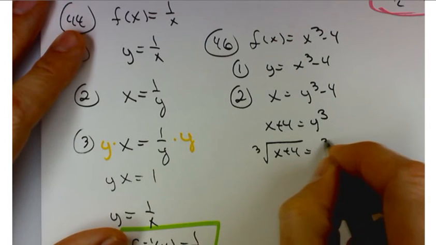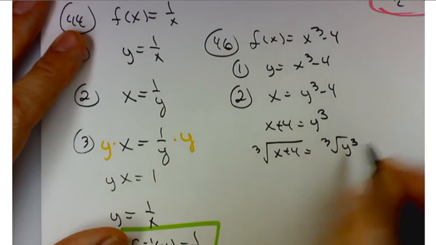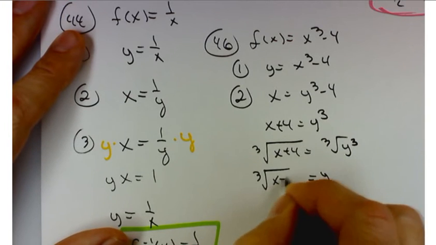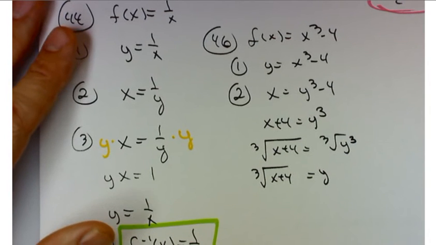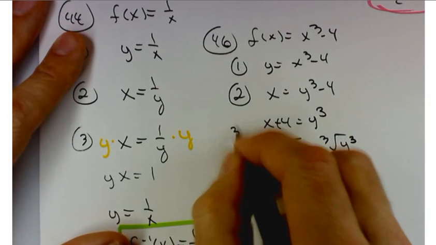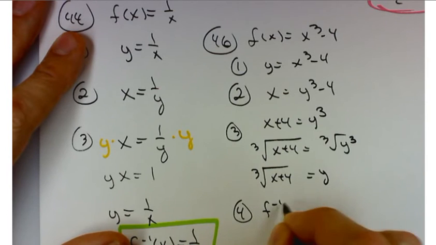Of course, these operations cancel each other out. I get y equals the cube root of x plus 4. And last but not least, so this is step 3, step 4, f inverse of x equals the cube root of x plus 4.